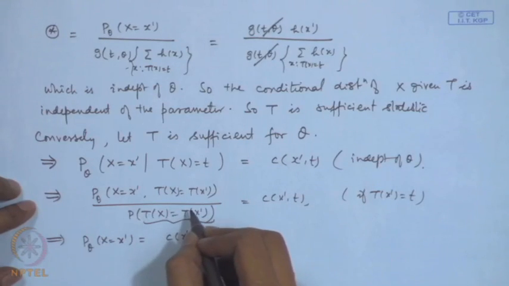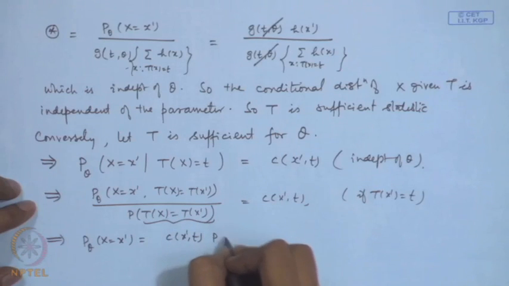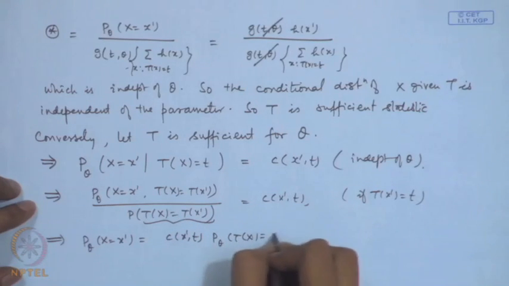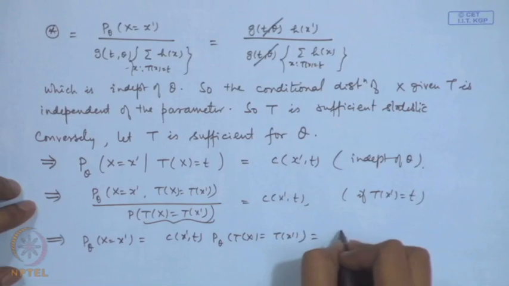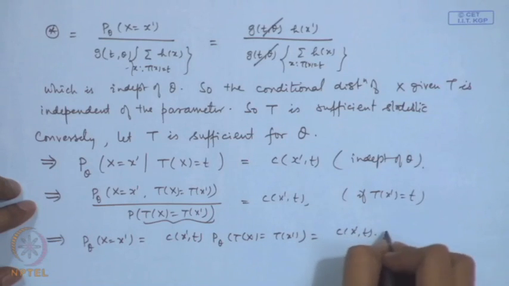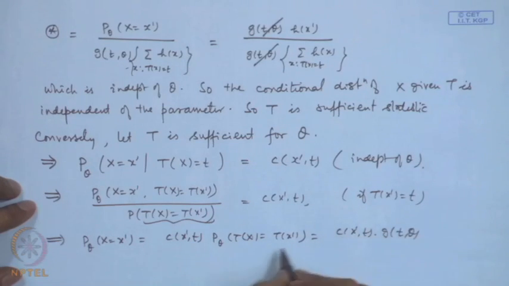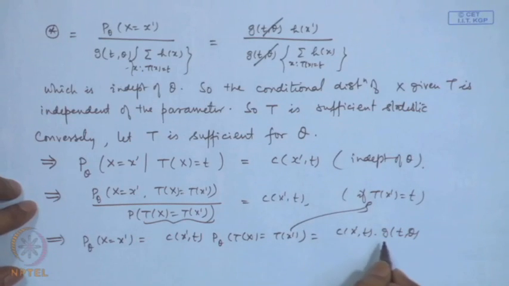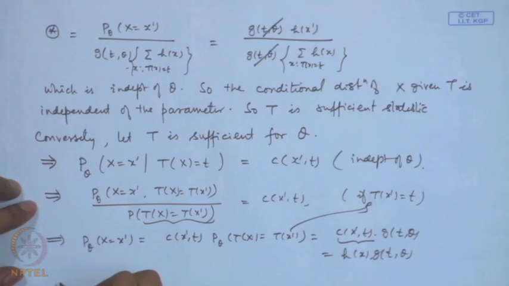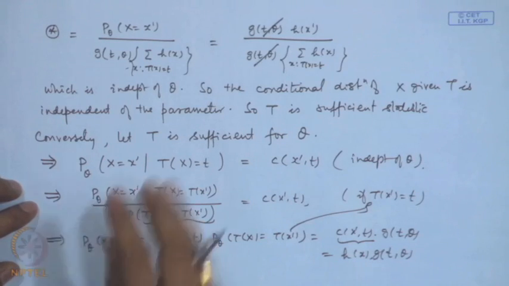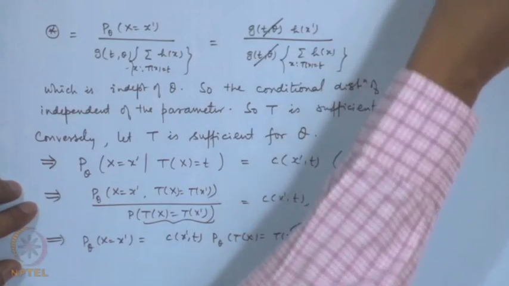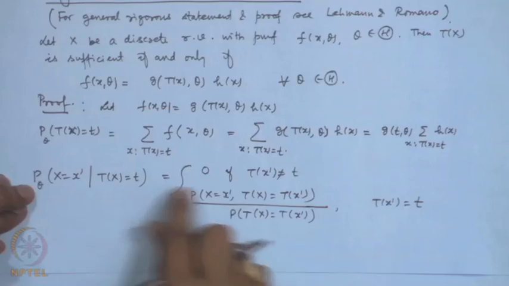Now, what is this term? This term will be simply C(x prime, t) g(t, theta), because I am taking T(x prime) equal to t. Now, this is nothing but the factorization, because this term I can write as h(x) g(t, theta). So, I have considered this discrete case here, because it is easy to write these conditional probabilities.